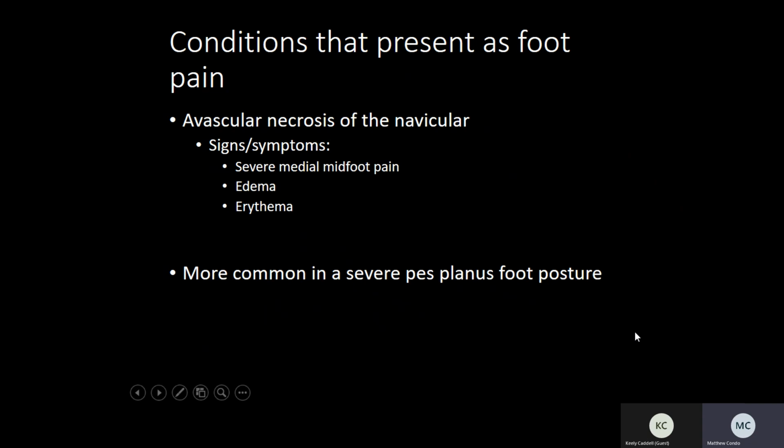Our individuals with severe pes planus are going to be more at risk for avascular necrosis. So that's something just to watch out for as well. Probably what we should be doing, if the patient is appropriate, is we should be assessing their foot posture, right? Are they pes cavus? Are they pes planus? Do they have a flexible foot? Do they have a rigid foot? You guys will go over that if you haven't already in MSK.